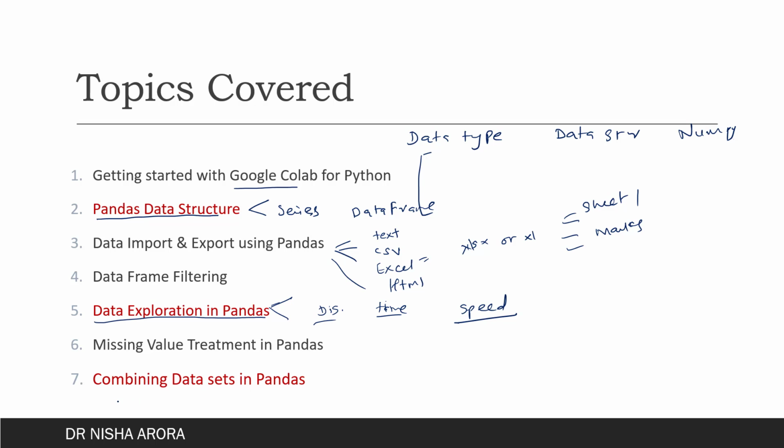And next is combining datasets in Pandas. So again, here you have two different videos, and one video is using the merge function and another is using the append and concat functions. So basically these 7 major topics, but you will have more than 7 videos because some of the videos are having 2 parts.